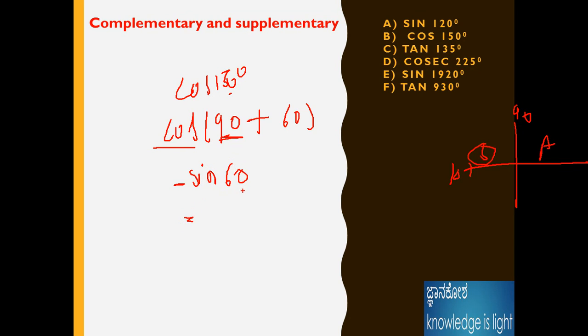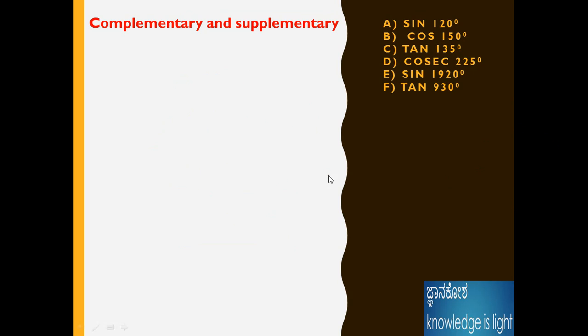Okay, sine of 60 is what we know already, so minus sine 60 is root 3 by 2. Like that, we need to remember the table, then we can easily solve. This is the thing.